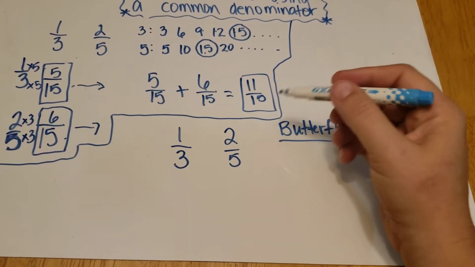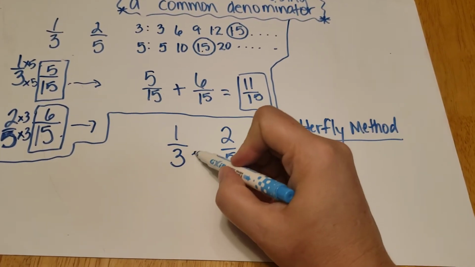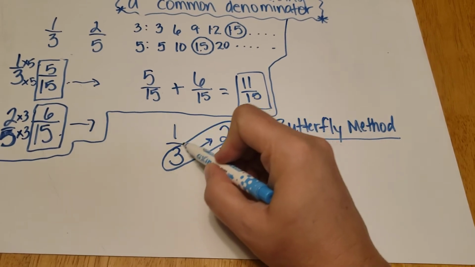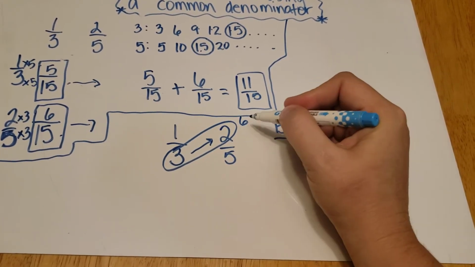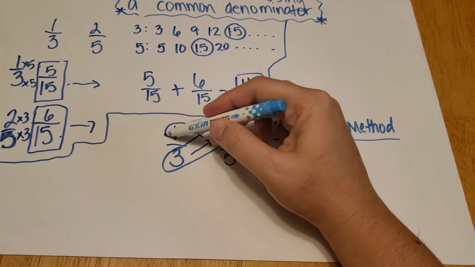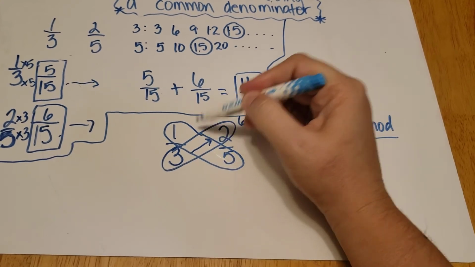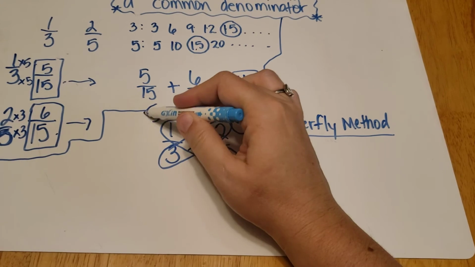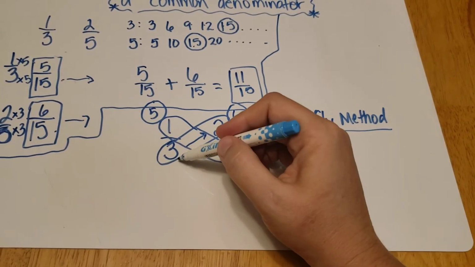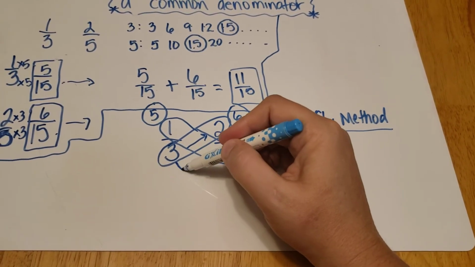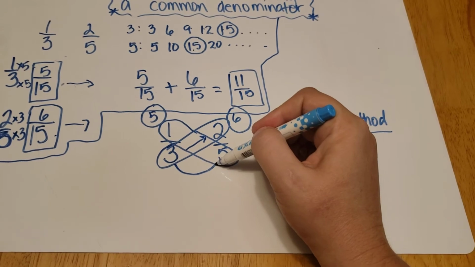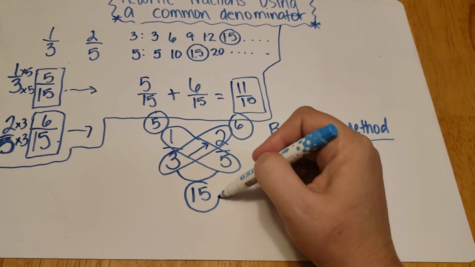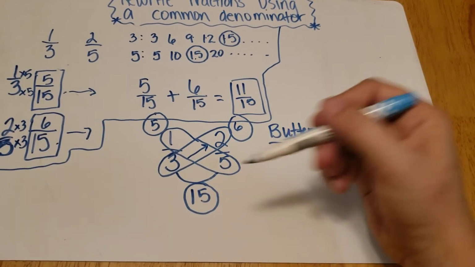So whenever you use the butterfly method, remember we are going to do our cross products. So we'll multiply 3 times 2. That will give us 6. Then we'll multiply 1 times 5. That will give us 5. So I need to keep these two numbers, okay? And then an extra step to this is you multiply those two denominators together, and they give you a new denominator, and that would be 15.